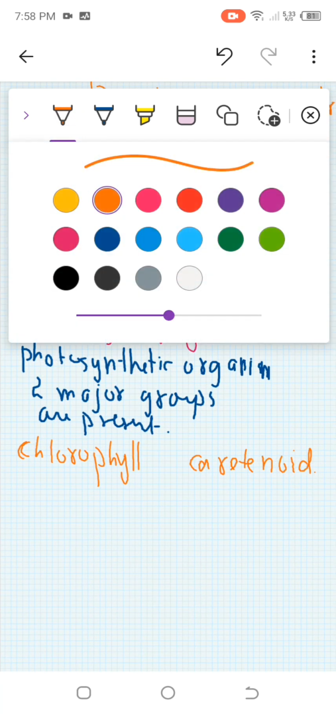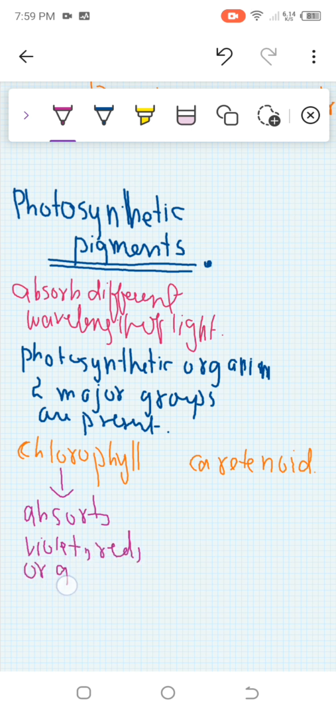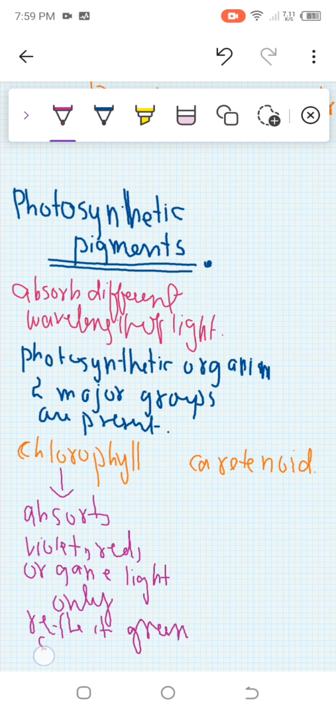Fine. So here in chlorophyll A, chlorophyll A basically absorbs different wavelengths of light. It absorbs violet, red, and orange light, but it only reflects the green and yellow light, in the more wavelength.